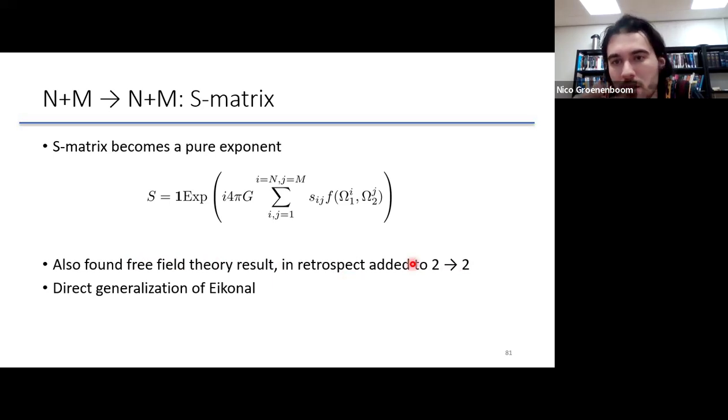And as mentioned, this S matrix gives a direct generalization of the eikonal to an arbitrary amount of particles, so that effectively we have written down the most general possible eikonal amplitude that one can make. There are no more generalizations that can be done.